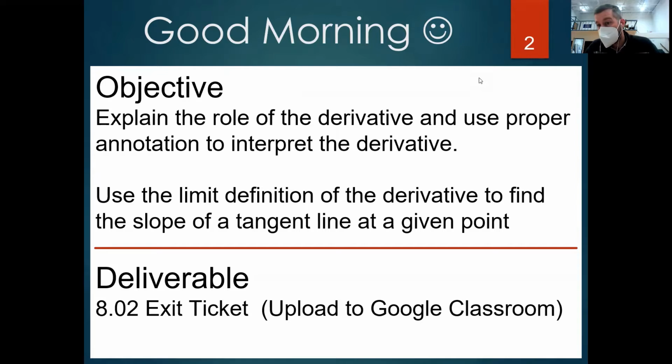This is 8.01 and 8.02 wrapped together, a highlight of some key concepts so far. Our objective at the end of this will be to explain the role of the derivative and use proper notation to interpret the derivative. And then we're going to use the limit definition of the derivative to find the slope of a tangent line at a given point. This is what we're reviewing: derivative, slope, tangent line.